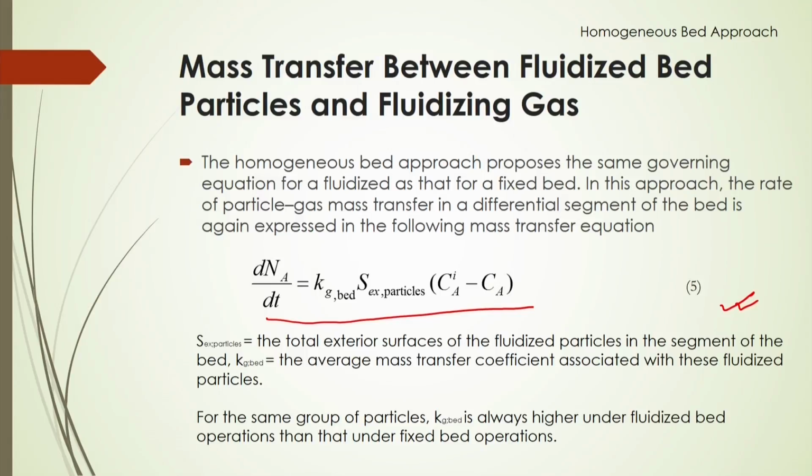For the same group of particles, you will see that k_G,bed is always higher under fluidized bed operation than under fixed bed operation. It is very interesting that whether you are using the same group of particles or not is very important here. If you are using Geldart A type or B type particles, you will see a different mass transfer coefficient compared to Geldart C type or D type particles. So, it depends on the group of the particles.